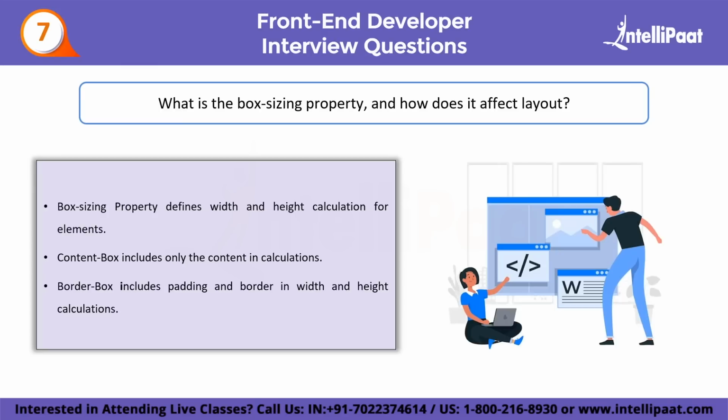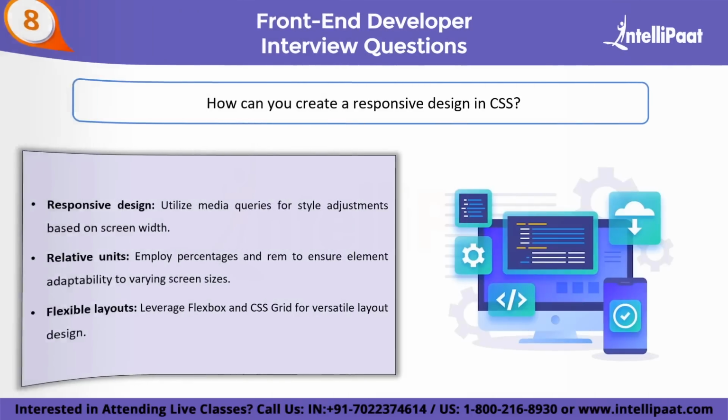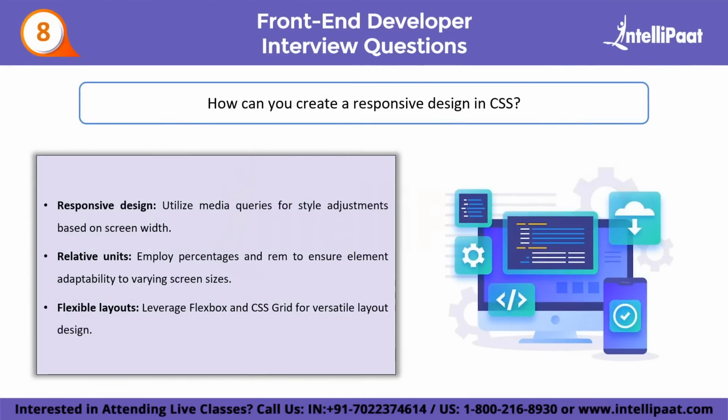The answer to this question is, the box sizing property defines how the width and height of an element are calculated. The default value is content box, which includes only the content. Setting it to border box includes padding and border in the width and height calculations, making it easier to control element dimensions. Our next question is, how can you create a responsive design in CSS?